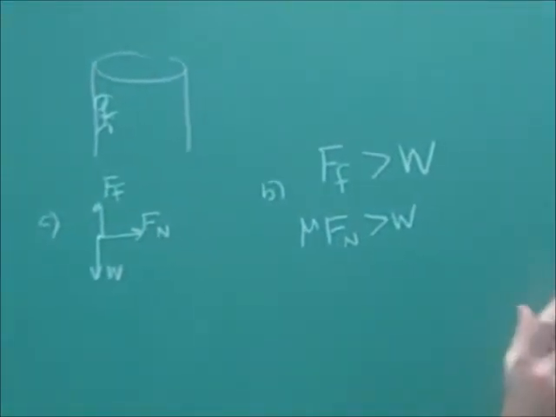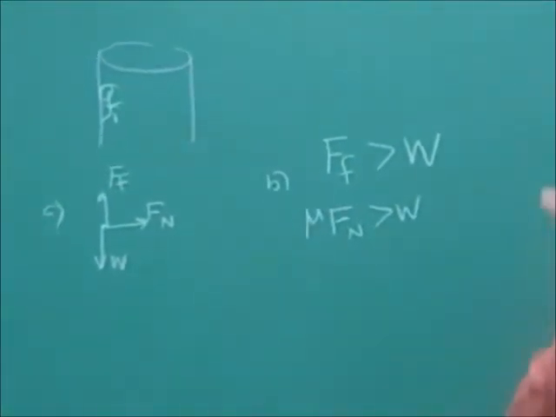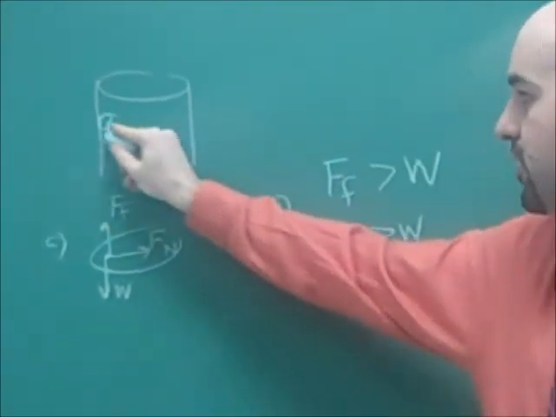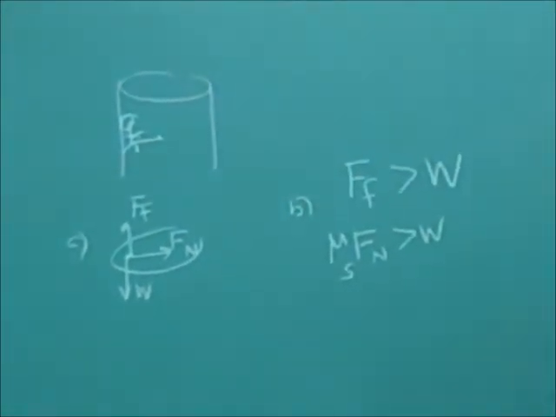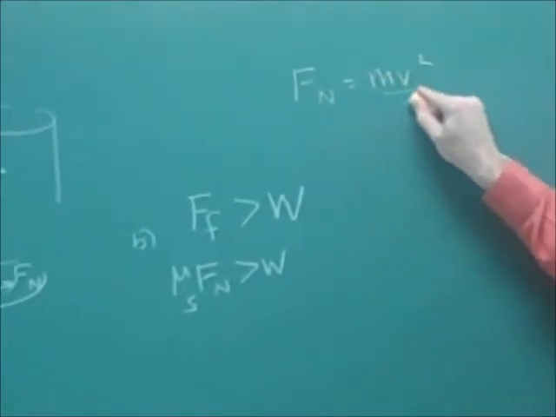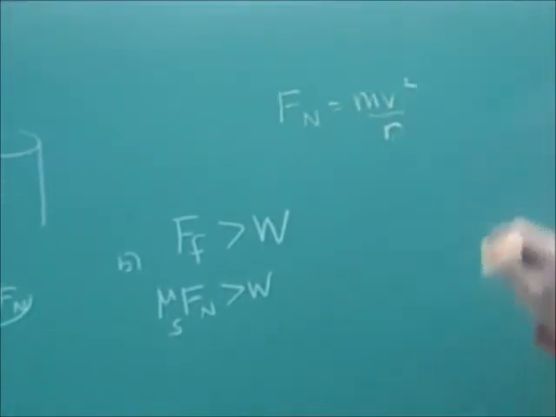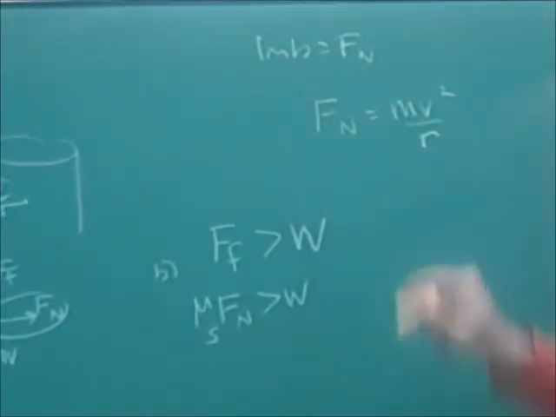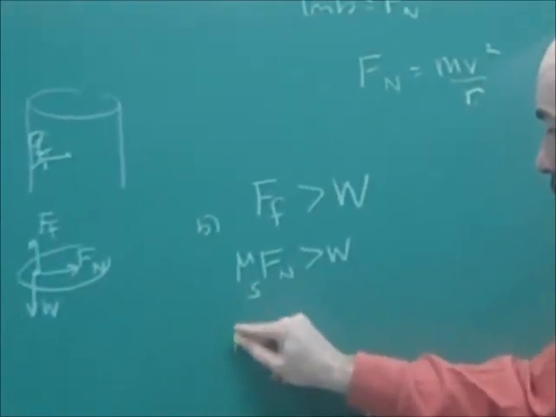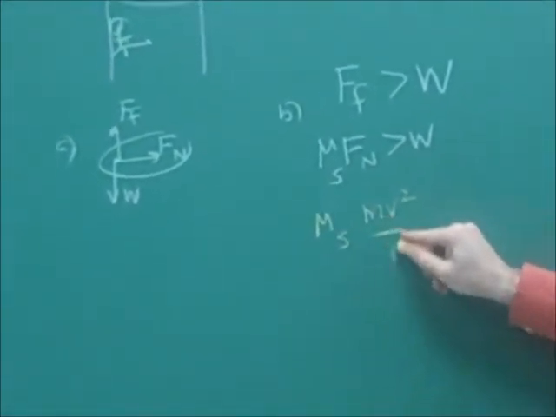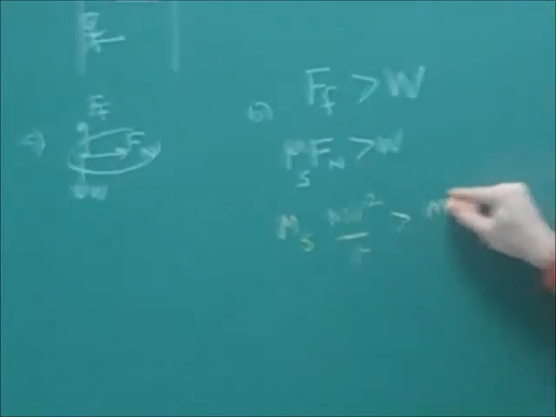Now, if you're not moving, is this the static or kinetic coefficient of friction? Exactly right, static. But remember, normal force is the only force towards the center of the cylinder. So the normal force is the centripetal as well. Again, I know this because the imbalance is the normal force. So I can say that mu times the normal force, which in this case is mv squared over r, is more than the weight. I'm going to put mg in there.